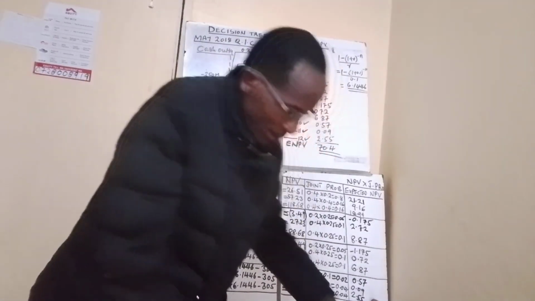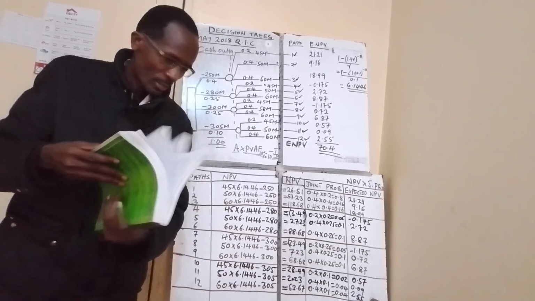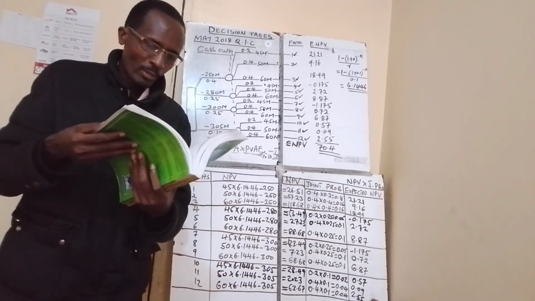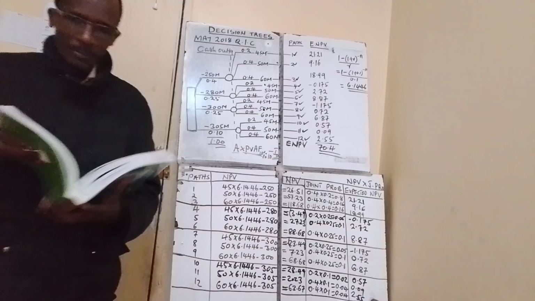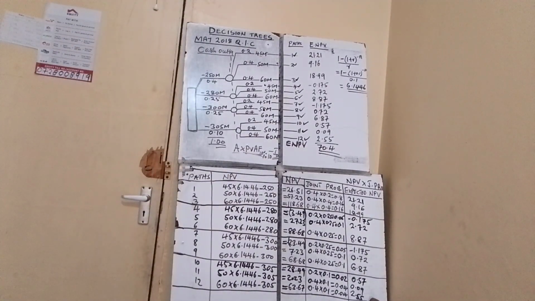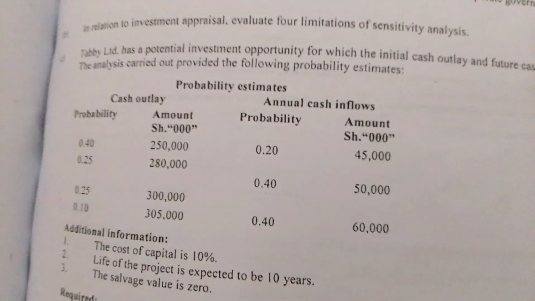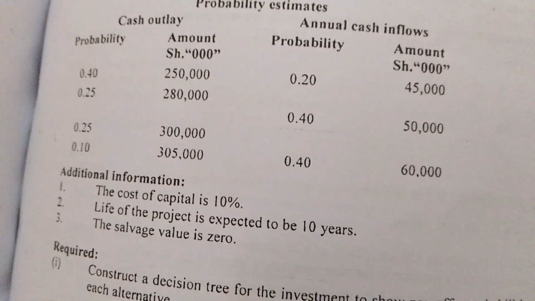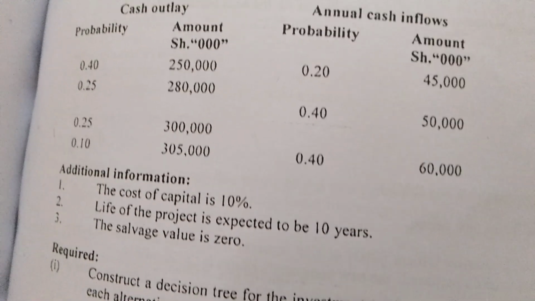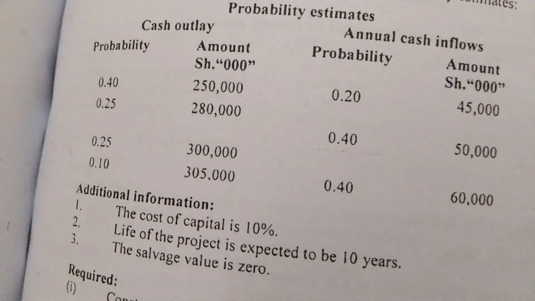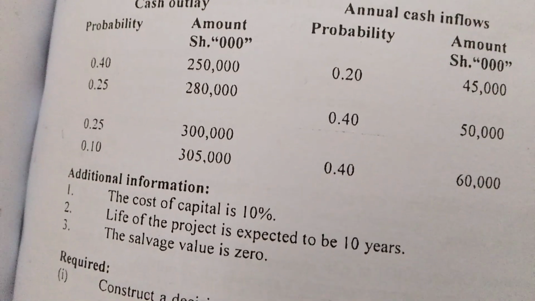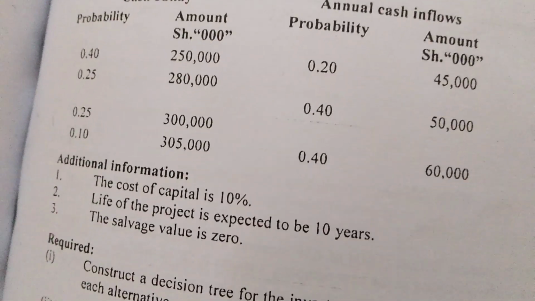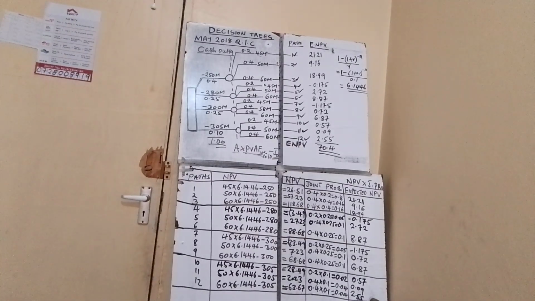Now let me present it again. You may have not seen that one. Let me present that one again. Now what I've explained from the other side, you can see cash outlay 250, 280, 300, 305. Their respective probabilities 0.40, 0.25, 0.25, 0.10. That's the first part. You can see what we have done here.